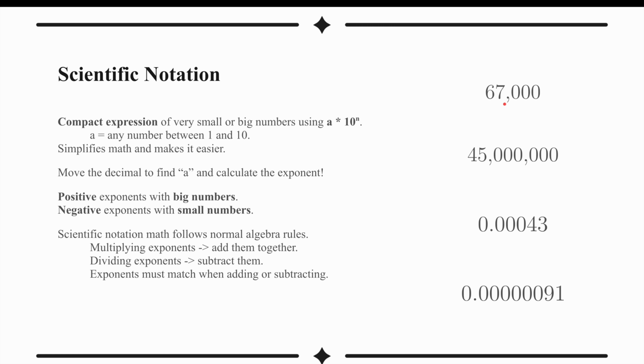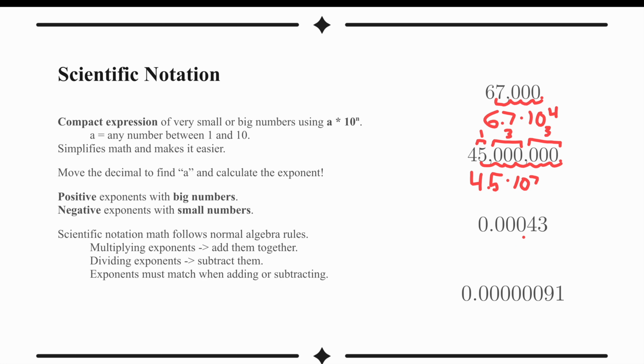Rewriting 67,000 in scientific notation, I need to move the decimal here over 1, 2, 3, 4. So this will be 6.7 times 10 to the fourth. Rewriting 45 million in scientific notation, we know we're going to have 4.5 times 10 to the, and we'll count 1, 2, 3, 4, 5, 6, 7. 10 to the 7th. An easier way to do this is to remember that every time you have 3 zeros, this is going to be worth 10 to the third. So we can count here like this, 3 plus 3 plus 1.